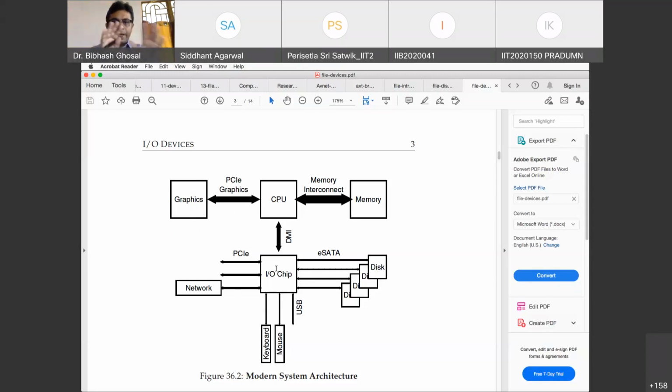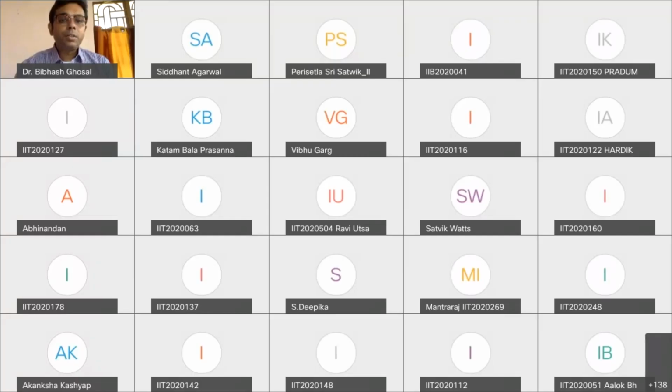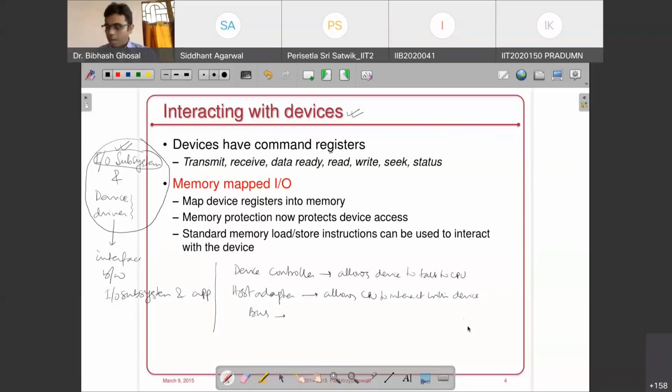Now this is the connection. Whatever device you want, it has to get connected to the CPU via some medium. It's called the bus. There are different categories of bus: PCI bus, memory interconnect, DMI bus, depending on the amount of data the bus can carry or how quickly it can transfer the data. Coming back, how exactly does this communication happen? We already have seen in the last class. I'll just move on from here.